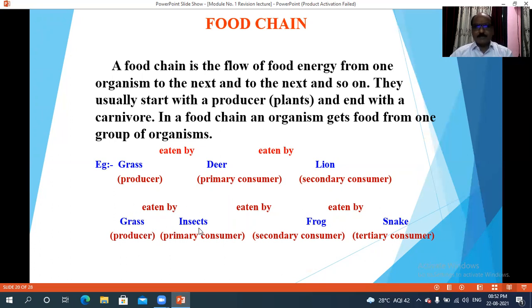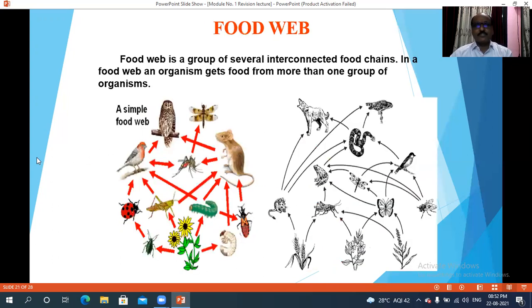Then second, you see, dear students, in this example, grass is the producer. Grass is eaten by insects, which are primary consumers. Insects are eaten by the frog, which is a secondary consumer. And the frog is eaten by the snake, which is a tertiary consumer. So this sequence of transfer of food is called a food chain.